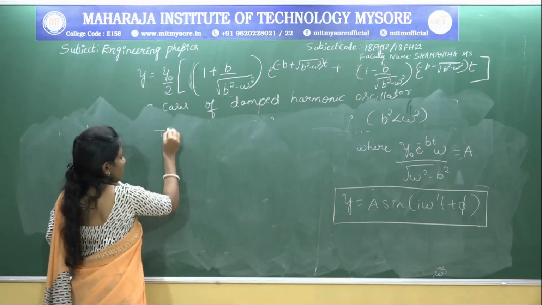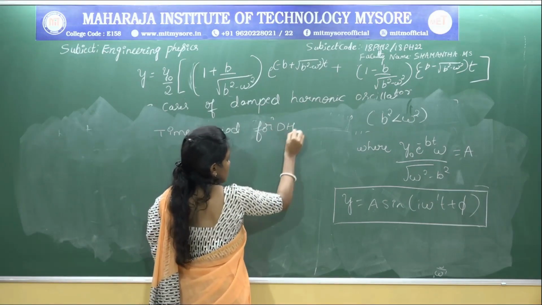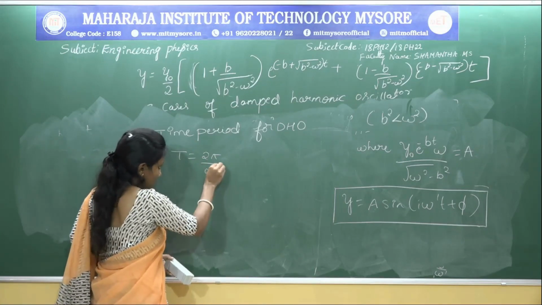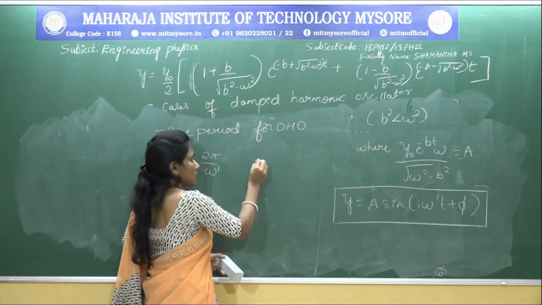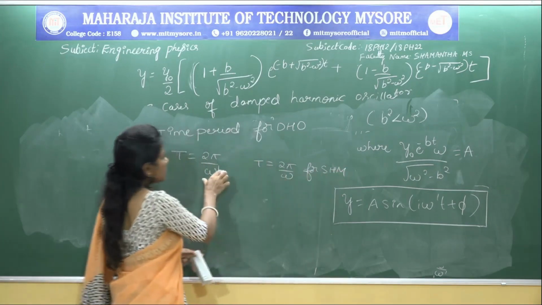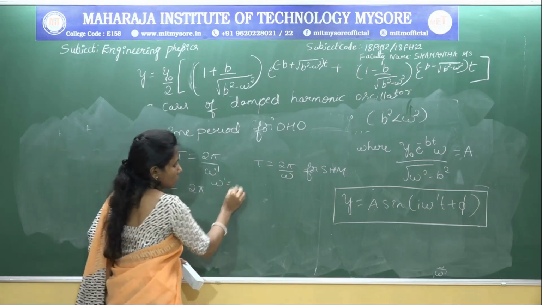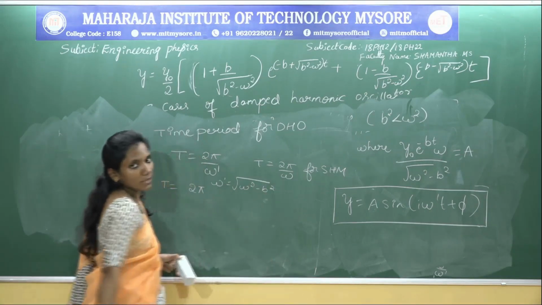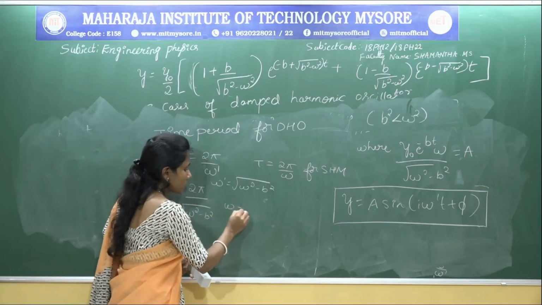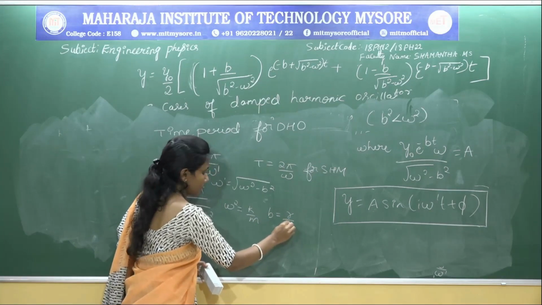The time period formula for a damped harmonic oscillator is T is equal to 2 pi by omega prime. But for SHM, simple harmonic motion, T is equal to 2 pi by omega. And in this case, for the damped harmonic oscillator, it is 2 pi by omega prime. Omega prime is root of omega square minus b square. But omega square is equal to k by m, and b is equal to r by 2m.